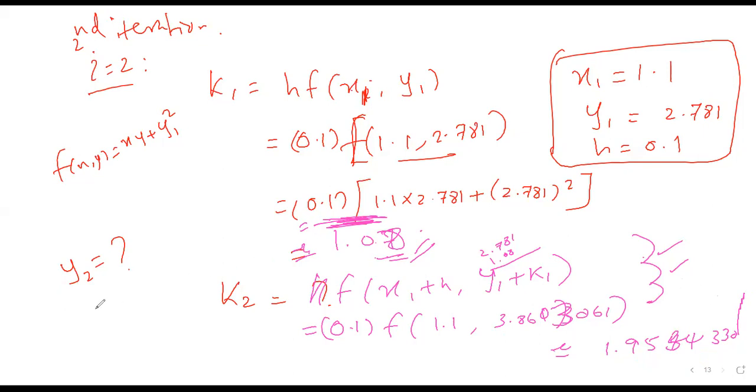Okay, now what about the y2? So the y2 will be y1 plus half of k1 plus k2. Like y1, we have 2.781. See, simply we are reaching small in the small steps. So that's what the numerical is.